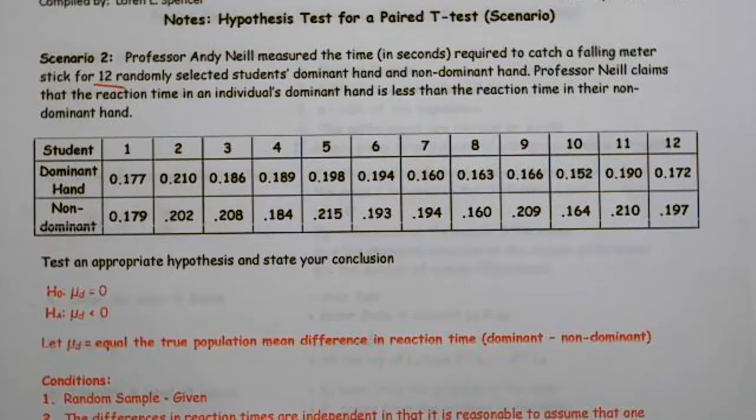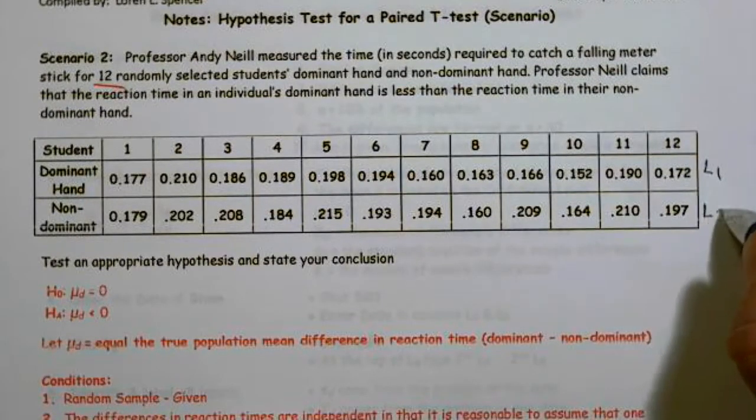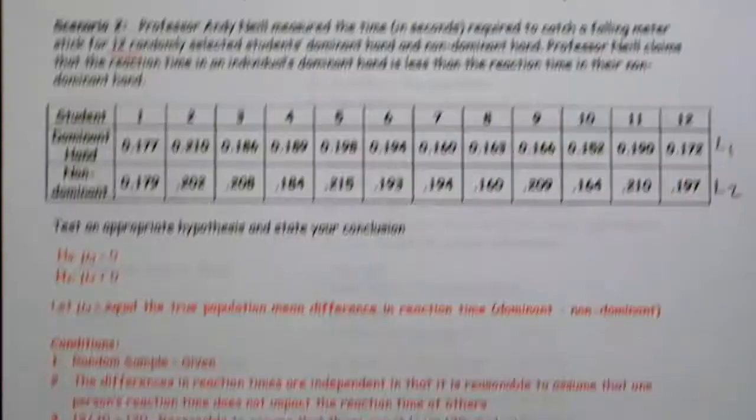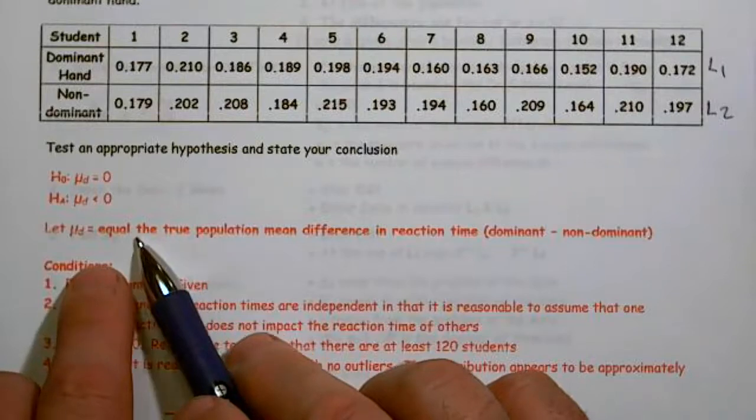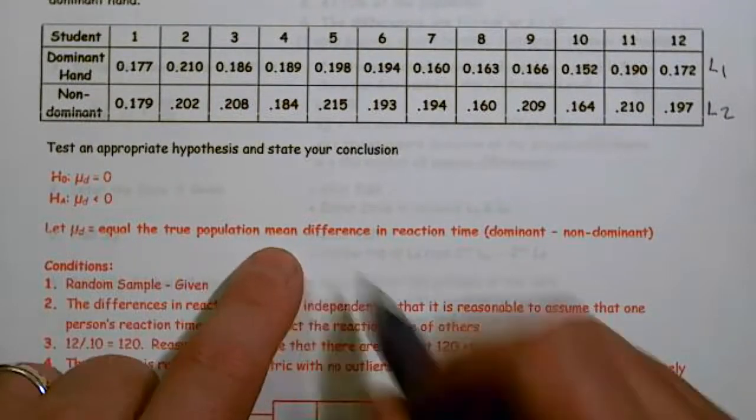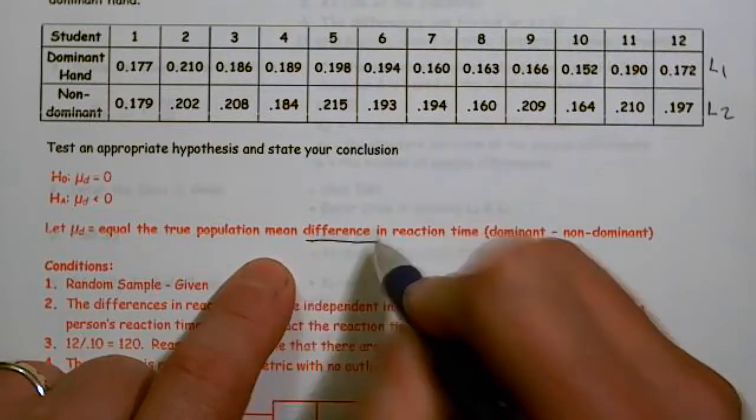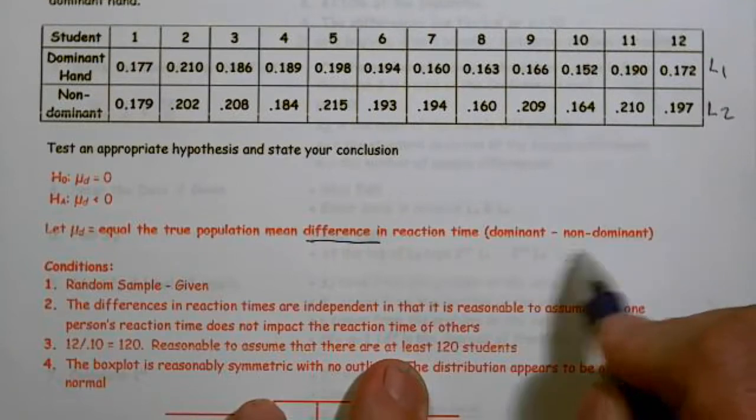So I'm going to want to enter this data ultimately here in L1 and this data in L2, and we'll look at that in just a moment. A lot of times it's easier to start off with writing our parameter first, so we'll look at that. Let mu d equal the true population mean. Make sure we have the word difference, and reaction time, dominant minus non-dominant. We have to say the order we're subtracting.